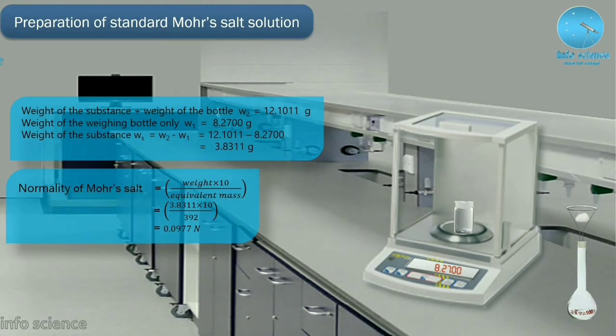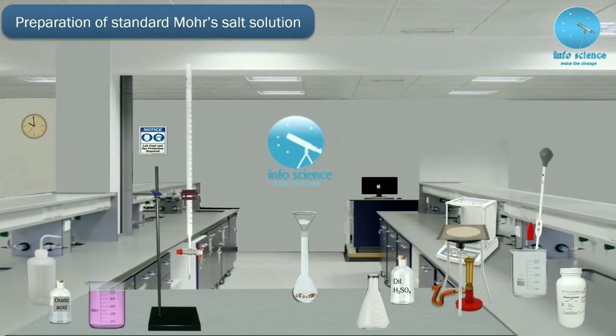Now we can move to the preparation of Mohr's solution. Always remember to add dilute H2SO4 solution to the Mohr's crystals which were taken for this standardization. Now we have placed the funnel and the Mohr's crystals on the standard flask. Now add 20 ml dilute H2SO4 for acidification. Use a dropper for adding dilute H2SO4. Now we are adding 20 ml dilute H2SO4 solution to the Mohr's crystals which we have taken on the funnel.